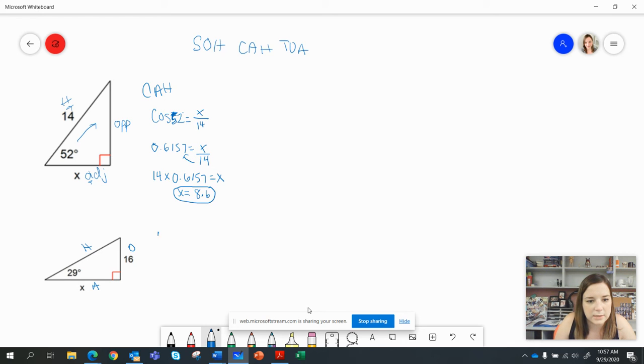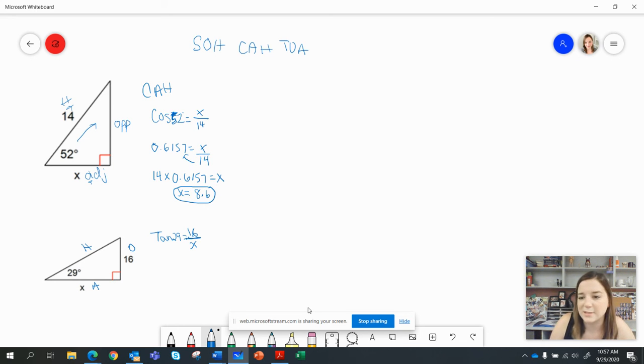So T stands for tangent or tan of the angle. So tan of 29 degrees is equal to the opposite side, which is 16, divided by the adjacent side, which is our x. So note that with this one, the ratio that we have, x is on the bottom. So that changes things a little bit.